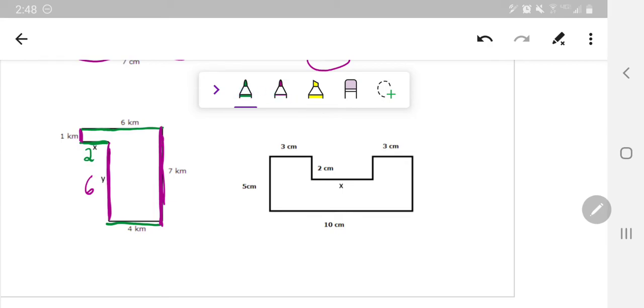All right, I think you're getting it. Are you getting it? I'm feeling that you're getting it. All right, here's an x. We're looking for that missing side length.